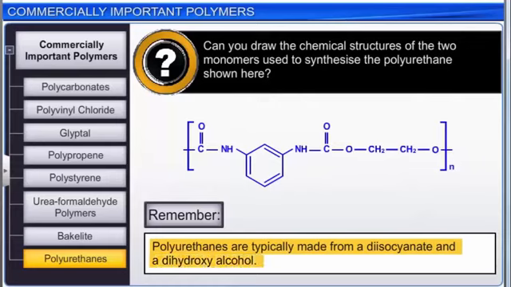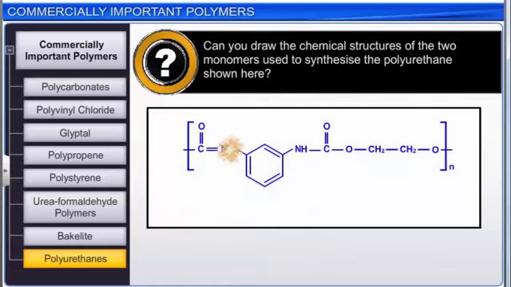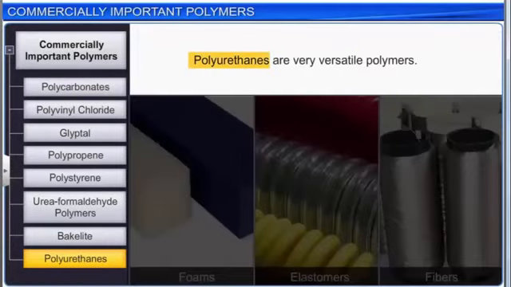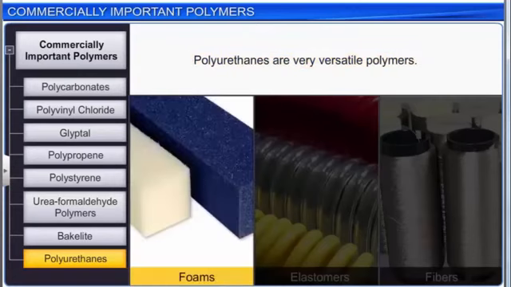Working backwards from the polymer structure, we can draw these two structures. Polyurethanes are very versatile polymers. Their many forms include foams, elastomers, and fibers.